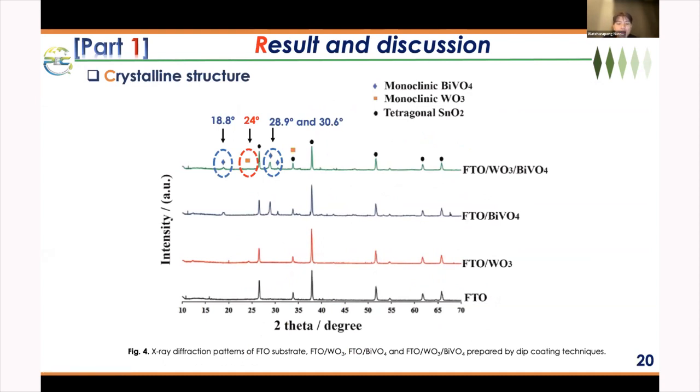From the figure, we can confirm the monoclinic bismuth vanadate and monoclinic tungsten oxide when the calcination temperature is 550 degrees Celsius. Such a study can confirm that the tungsten oxide bismuth vanadate semiconductor is actually on the electrode and has a crystalline structure suitable for use as a photocatalytic semiconductor on the electrode for oxidation activity.